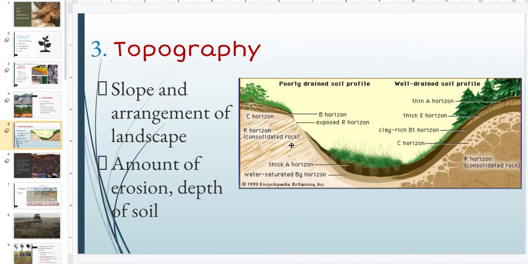It also affects the amount of erosion. When you have these high points, they're more influenced by water and wind, so they're going to erode faster, but they're also going to weather faster.